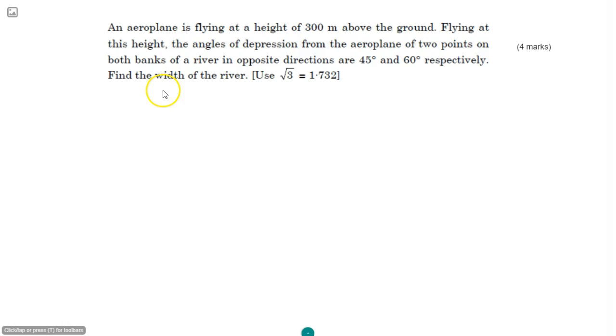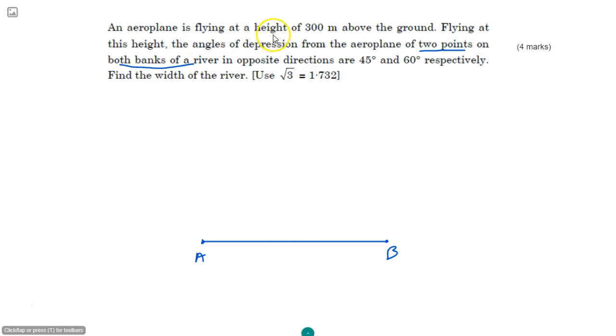The last question is for 4 marks. An aeroplane is flying at a height of 300 meters above the ground. Flying at this height, the angles of depression from the aeroplane of 2 points on both banks of a river in opposite directions are 45 degree and 60 degree respectively. Find the width of the river. So you have a river and there are 2 points on both banks of a river. So let these be the points. A and B are the points on both banks of the river.